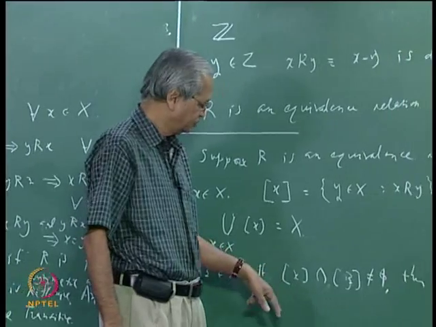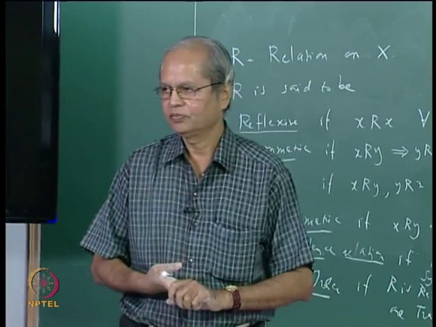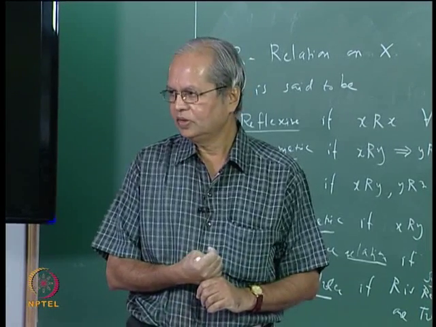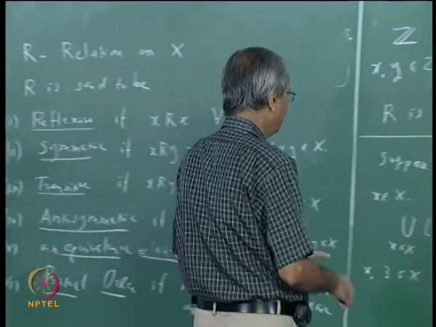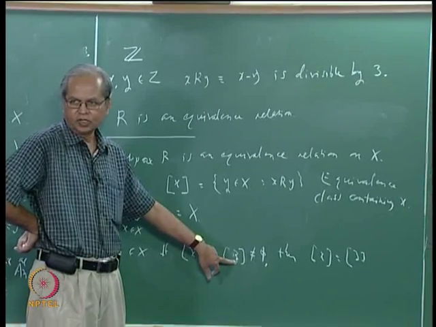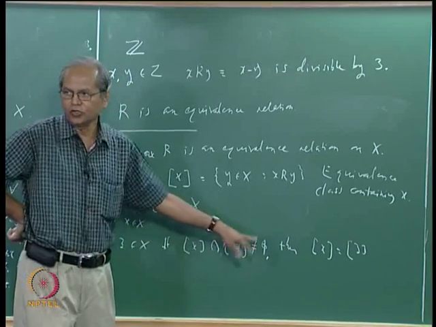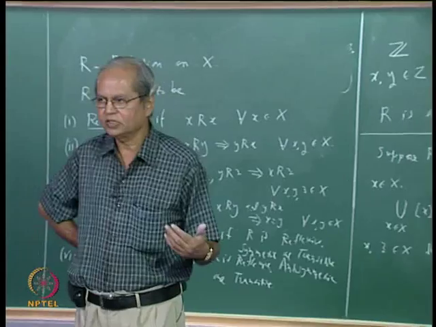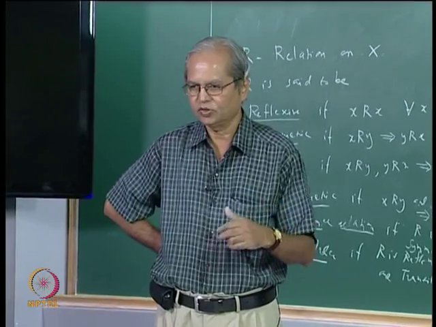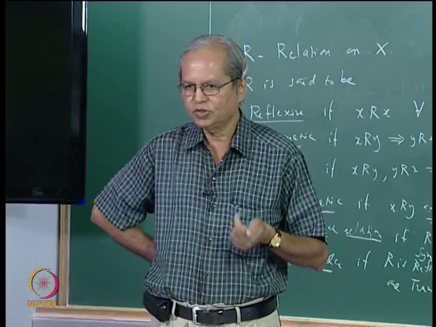How does one prove this? Suppose the intersection is non-empty, what does that mean? There is some element common to both. Suppose we call that element y. That means y belongs to the equivalence class containing x, and y belongs to the equivalence class containing z also. So that means x is related to y and z is also related to y. But now use the fact that it is an equivalence relation. So z is related to y implies y is related to z, and then x is related to y and y is related to z, that will mean x is related to z.